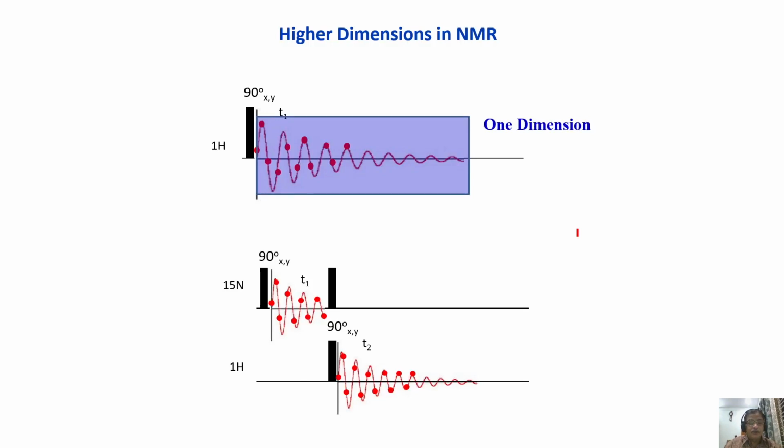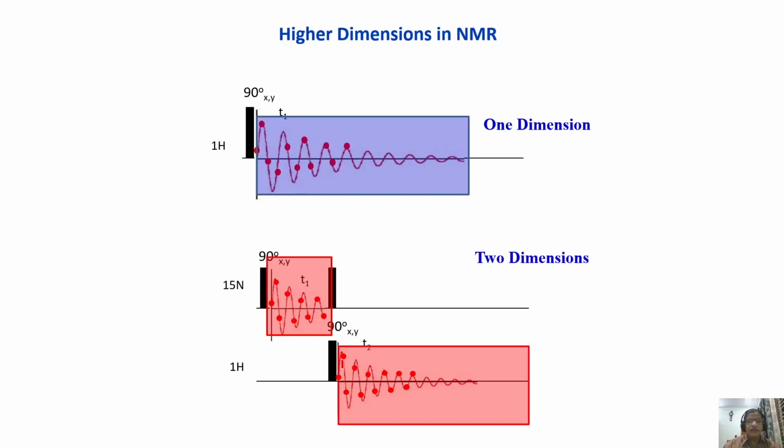Now we have two time periods. I can do double Fourier transformation and I get two dimensions. It is a two-dimensional sequence and we get two-dimensional data. There is no reason why we have to stop here. Depending upon relaxation time, how long the free induction decay will last, we can design more number of experiments. More time dimensions we can add.